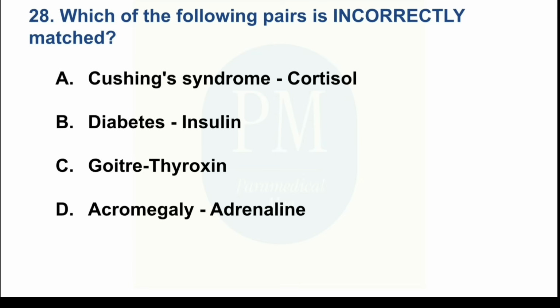Which of the following pairs is incorrectly matched? Option A Cushing syndrome, cortisol, option B diabetes, insulin, option C goiter, thyroxine, option D acromegaly, adrenaline. The correct option is option D acromegaly, adrenaline.